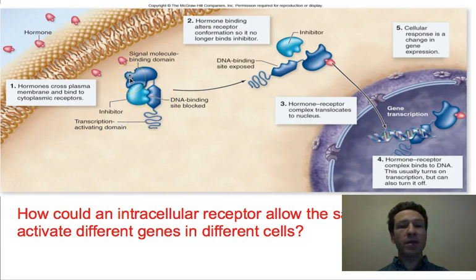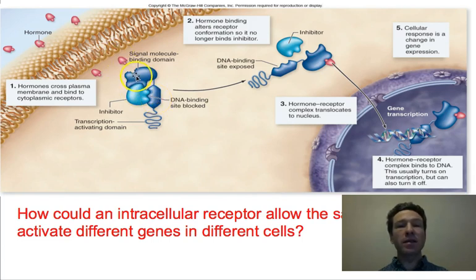When this happens, we are going to see a few different events. And incidentally, you should be familiar with this pathway. So first the ligand crosses and binds to the receptor. Now notice here in turquoise, there's this inhibitor. What the inhibitor is doing is blocking active sites on the steroid receptor and preventing it from being active.